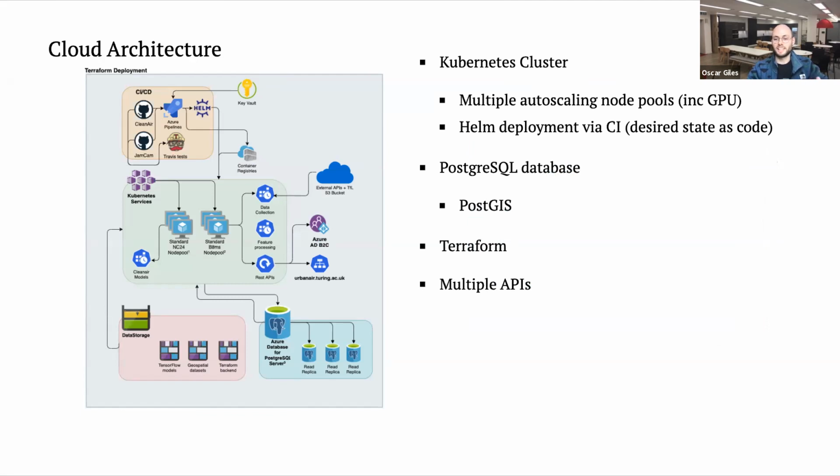We then have a Postgres database for storage, and we also use that for processing a lot of our geospatial data. And a nice thing about our setup is everything's deployed via Terraform. For those unfamiliar with Terraform, this is a tool which allows you to describe all your infrastructure as code. We also describe all our cluster configuration with Helm, which means we can redeploy our infrastructure in no time at all.